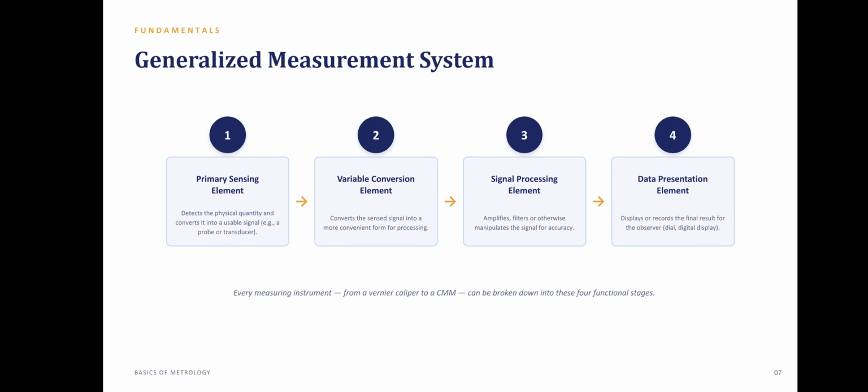That is a simple example to know more. Coming to the next step, the variable conversion element converts the sensed signal into a more convenient form for processing. The third one is the signal processing element, which amplifies, filters or otherwise manipulates the signal for accuracy. The final one is the data presentation element, which displays or records the final result for the observer, such as a dial, digital display, etc.